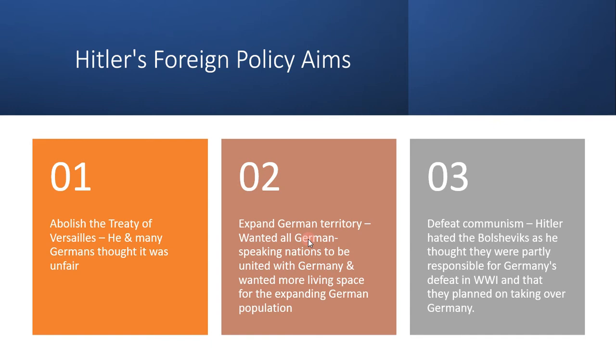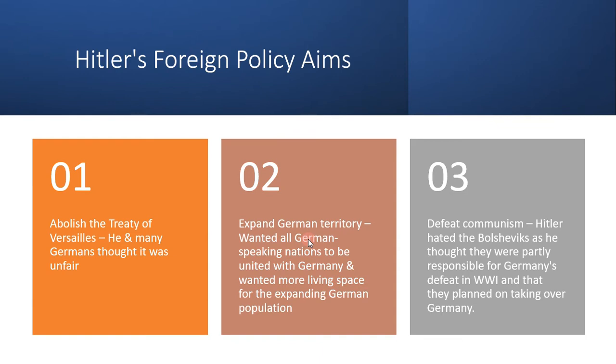So there were three main ones. The first one was to abolish the Treaty of Versailles. He and many Germans thought it was unfair. It was just basically made to destroy Germany. Number two, expand German territory. He wanted all German-speaking countries to be united as one, as the Reich or the German Empire. And he also wanted more living space for the expanding German population.